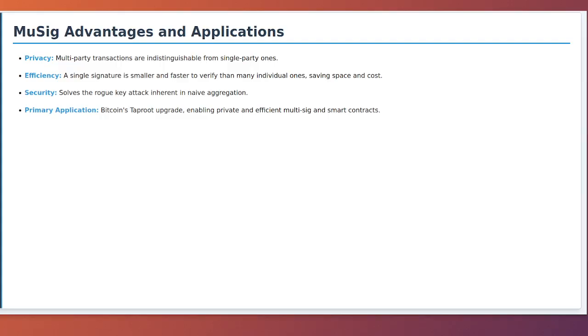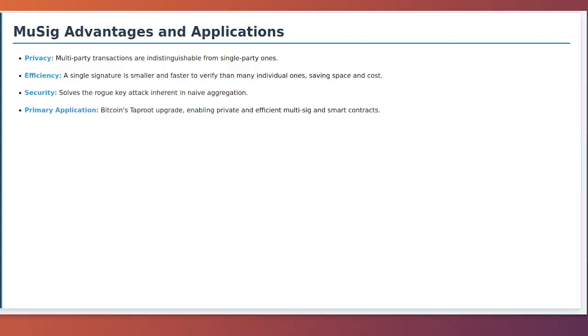The second major benefit is efficiency. A single aggregate signature takes up far less space than storing multiple individual signatures. For a blockchain, where block space is a scarce and valuable resource, this is a massive saving. It also reduces the computational load on verifiers, since they only need to perform one verification operation instead of many.